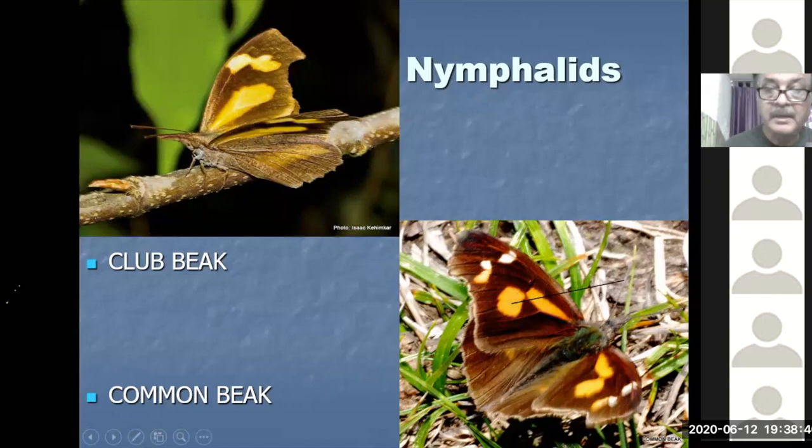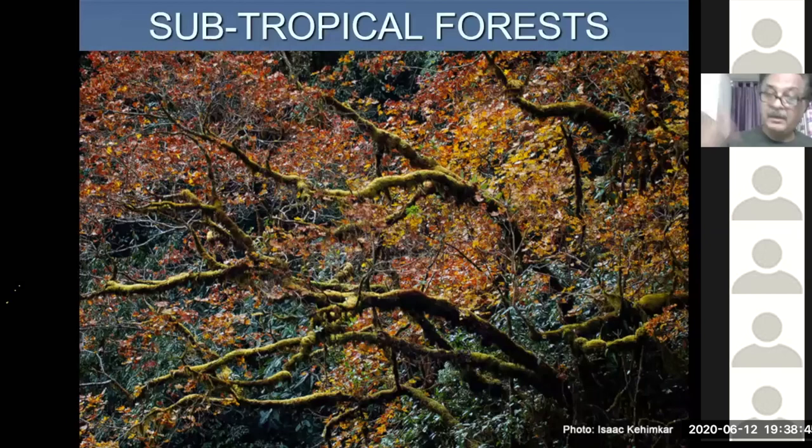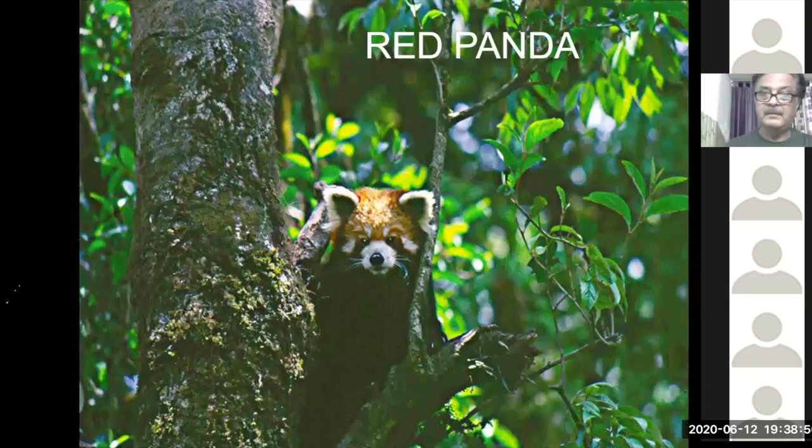And then we come to another forest. That's a subtropical forest. We are coming down now, with the leaves getting broader. They are not in coniferous forest. Let's see what animals are here. The red panda. Red panda is very much a tree dweller, an arboreal creature, not a ground dweller, and stays among the trees. And it's the state animal of Sikkim.